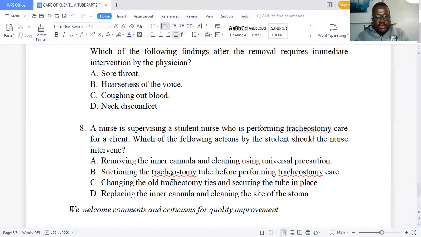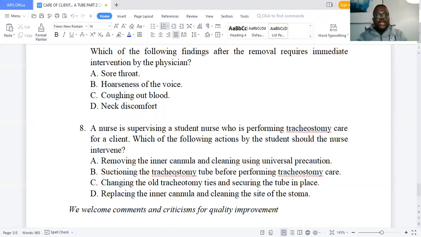B, suctioning the tracheostomy tube before performing tracheostomy care. Correct. We saw a question like that. You have to do that. C, changing the old tracheostomy ties and securing the tube in place. Yeah, you have to do that. D, replacing the inner cannula and cleaning the site of the stoma. Yeah, you have to do that.